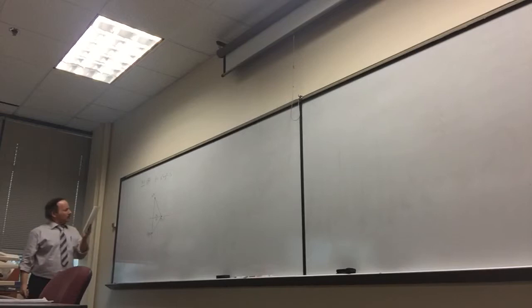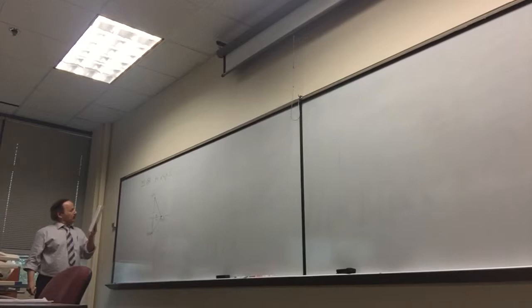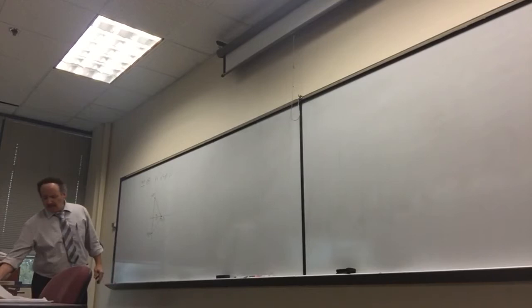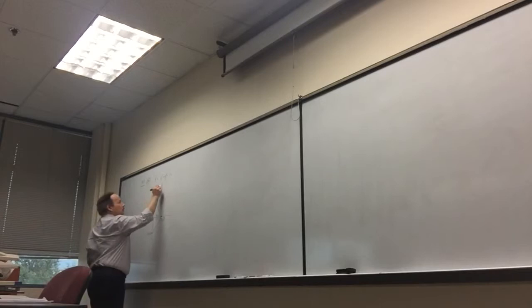So this is an absolute extrema problem. It wants you to find the absolute max and min on this domain D. The points are 0, 2, 0, -2, 2, 0. All right, so what did you do? This is again absolute extrema.